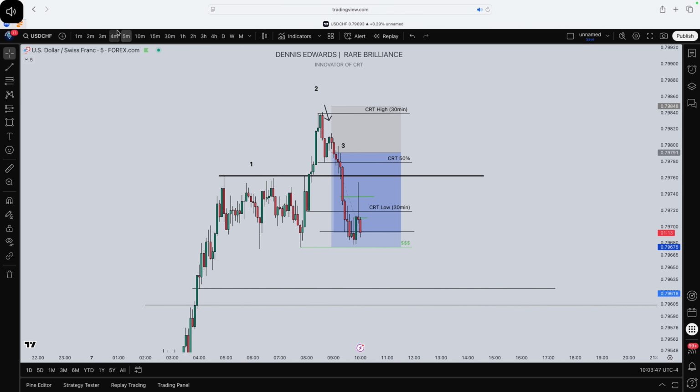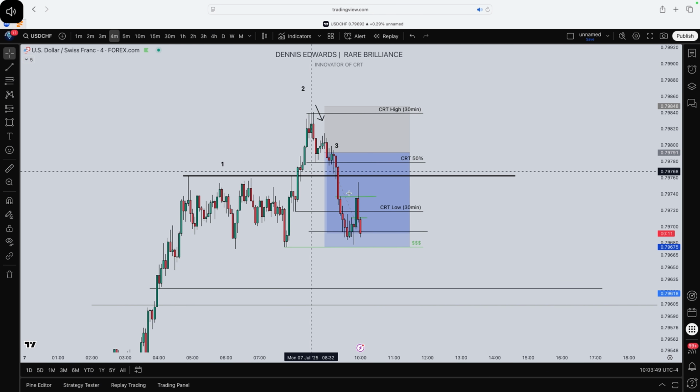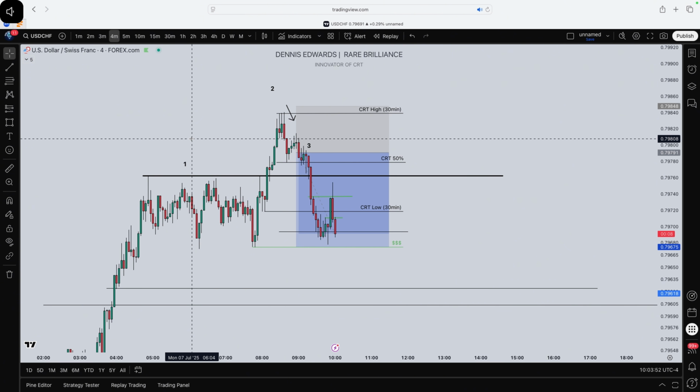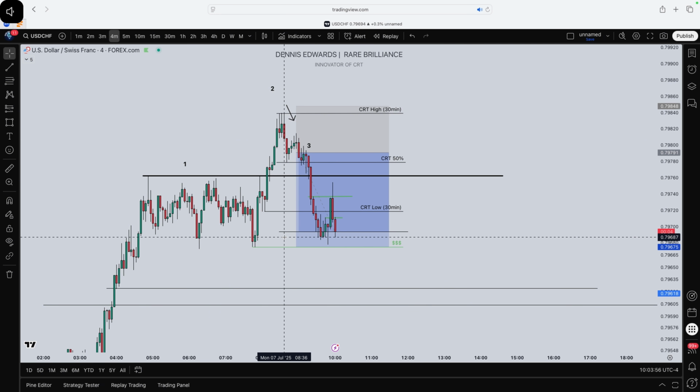So I think it's best if I stay from the 5-minute time frame or the 4-minute. The 4-minute doesn't look bad, so I'm going to stay on the 4-minute time frame for now, and then we just see how price plays out. It's getting interesting.